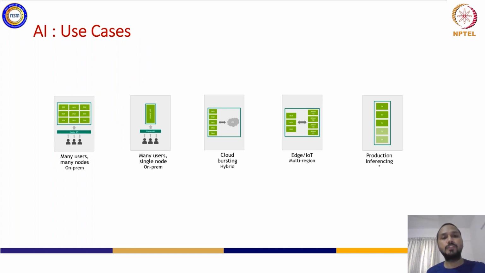Let's look at the use cases where we need such a system. The first use case is when you are in a college, there are many students, many users in your department, and you also have many nodes on your premise, in your lab. So you have a scenario where many users all have access to many nodes on premise, which means it's there at your place, at your disposal, which you can see.